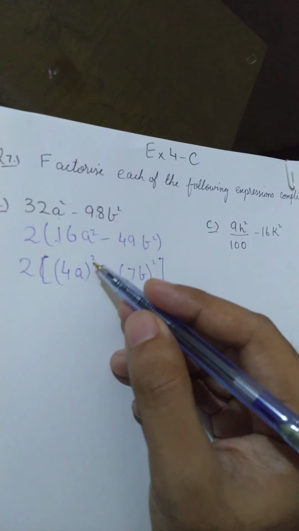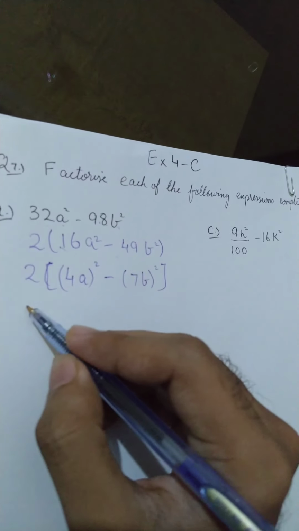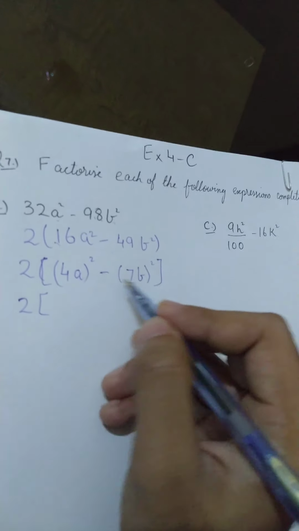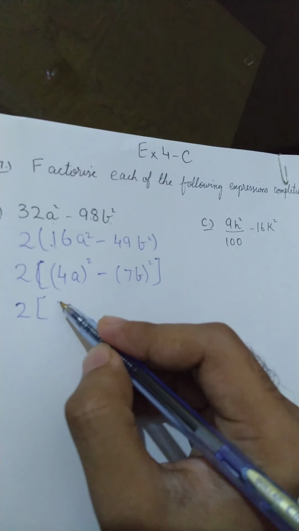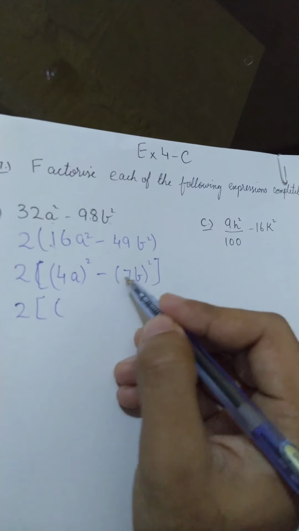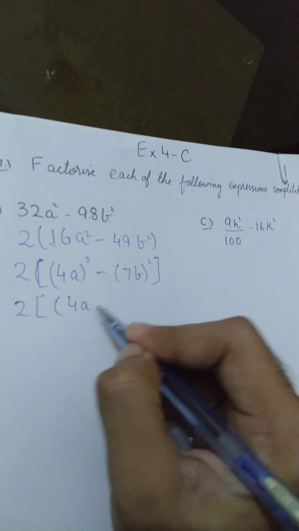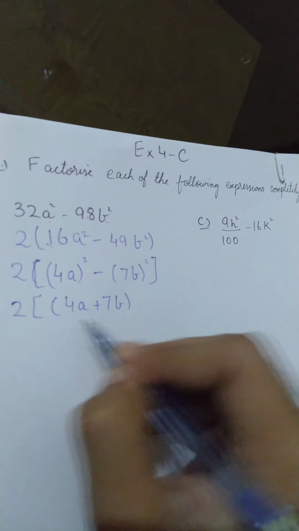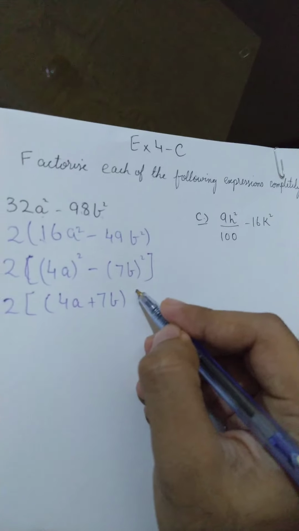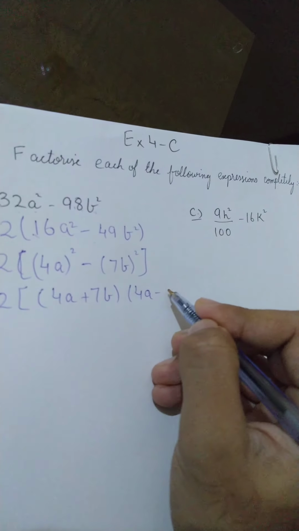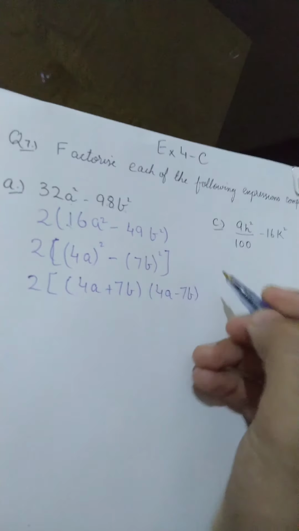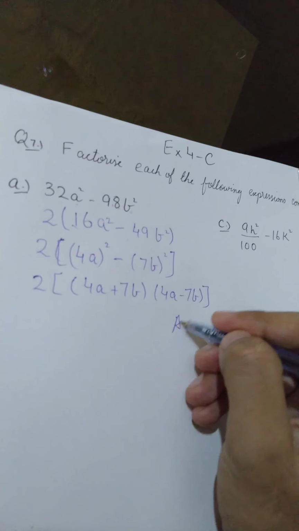Now I've assigned my variables, a square minus b square. Now I will apply the formula and open them. a square minus b square is equal to what? a plus b and a minus b. So a is 4a plus 7b, a plus b, and a minus b. Simple. This is my answer.